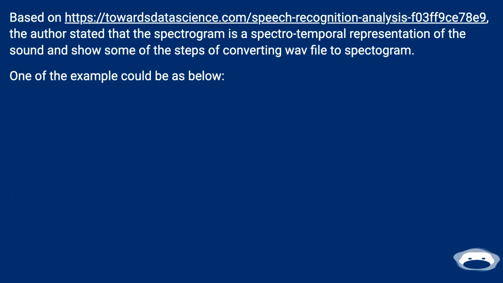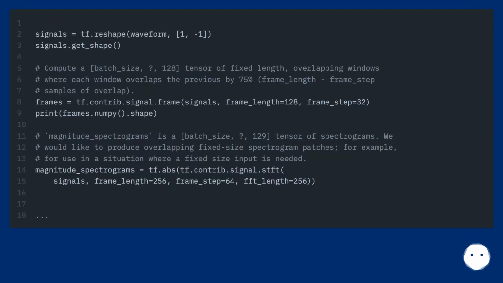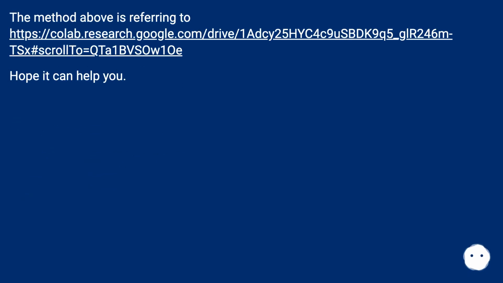Based on this URL, the author stated that the spectrogram is a spectrotemporal representation of the sound and shows some of the steps of converting a WAV file to a spectrogram. One of the examples could be as below. The method above is referring to this URL. Hope it can help you.